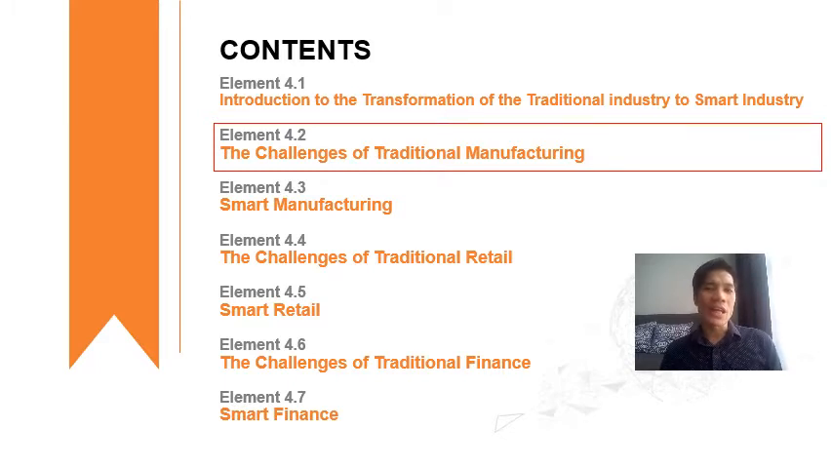We're going to look at three different types of industry: manufacturing, retail, and finance. And we're going to break down each one of them by looking at the challenges of its traditional way of doing things and how it evolves into the smart way of doing things.